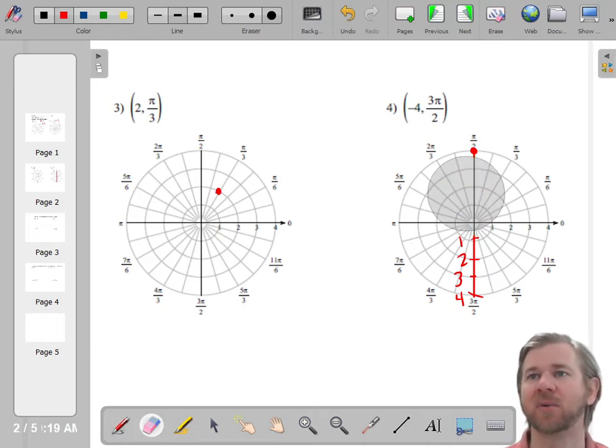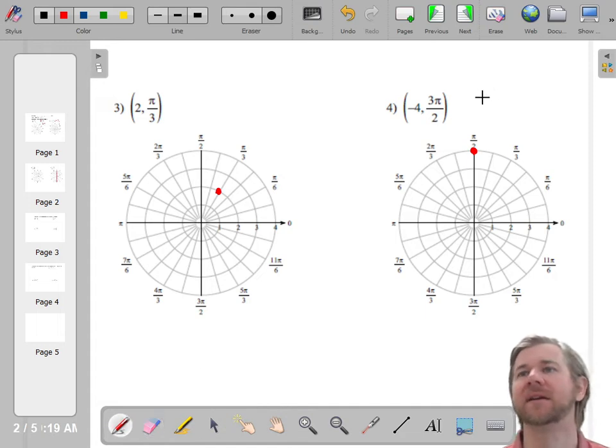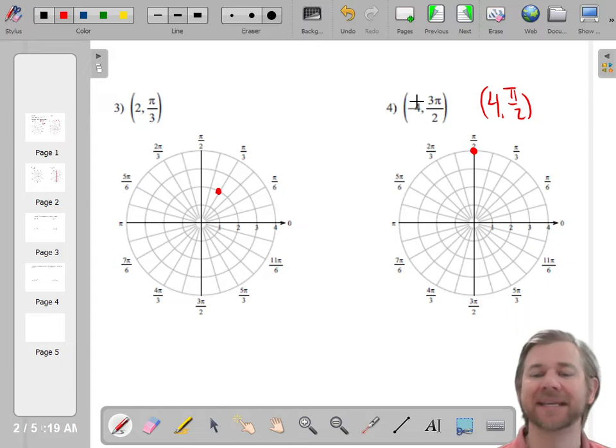Another way to write that point would be to write it as positive 4, pi over 2. So when the radius is negative, what that means is go to the other side, go through the origin. If this is 3 pi over 2 and the radius is negative, then come up here to pi over 2. That's probably the weirdest thing with graphing polar.